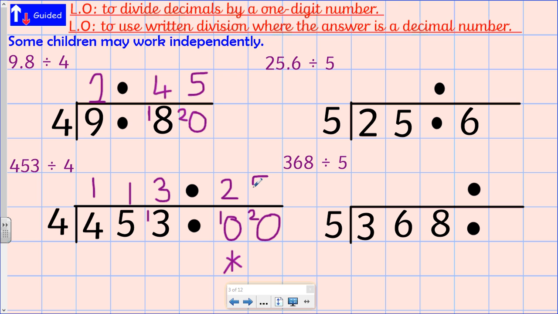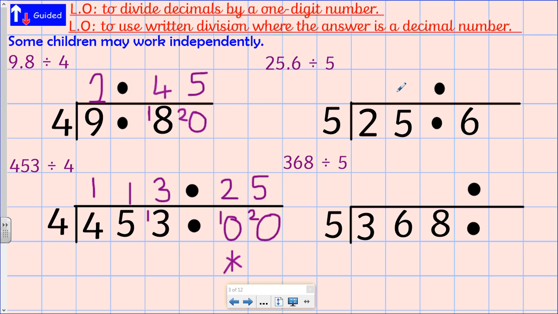Again, I'm hoping we know our 4 and 5 times tables. So the answer is 5. So 453 divided by 4 is 113.25. Okay, I feel like this is going to be a very long video by the time I've done this.